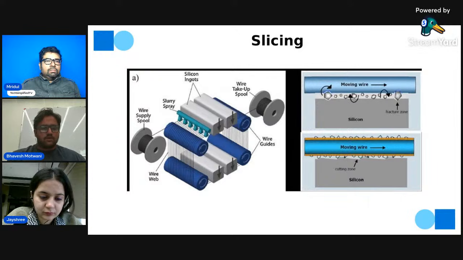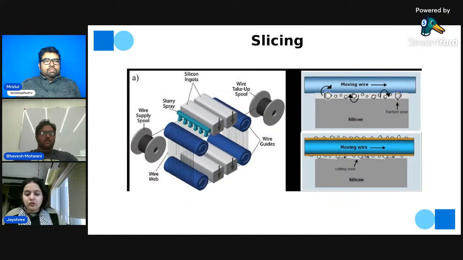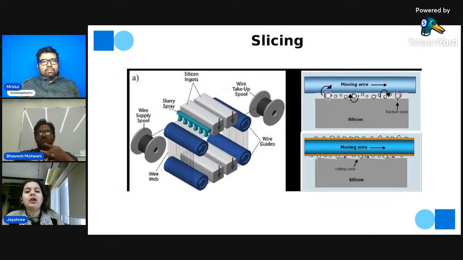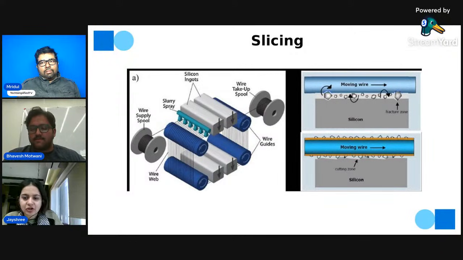So now we'll go through the slicing process. As we have seen, there are multiple ingot growing methods. So it's necessary now to remove the extra parts and to shape the ingots, and then after shaping it, we're going to do the slicing. Before the slicing, there is a certain operation called the shaping operation, which basically removes the seed and the tank.